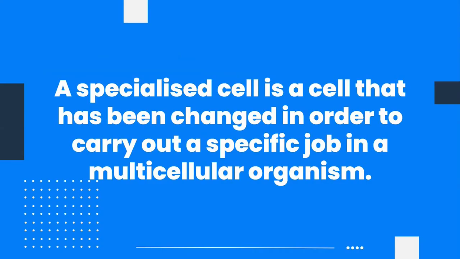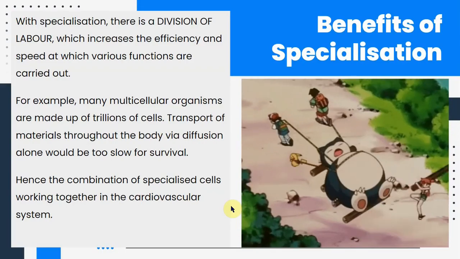So if you were to describe it in a sentence, this is what you would say, right? A specialized cell is a cell that's been changed, all right, in order to carry out a specific job. And that's very important. So it's been changed. Why has it been changed? To carry out a specific job. And where do you find a specialized cell? In a multicellular organism.